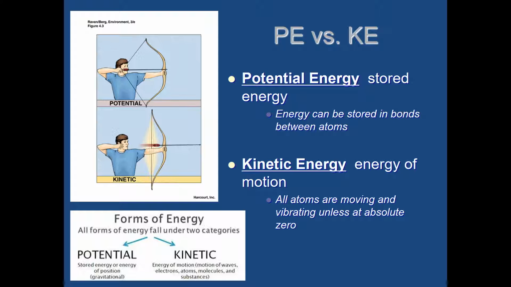So all forms of energy fall under these two categories. Whether it's the potential energy, which is stored due to its position or configuration. There's also gravitational, but we don't concern ourselves with gravity in this class. There's also kinetic, which is energy of motion. This is due to the motion of waves, electrons, atoms, molecules, and substances.